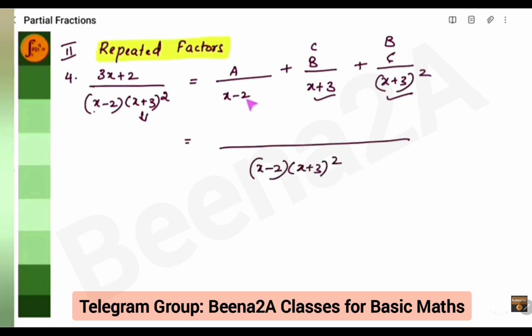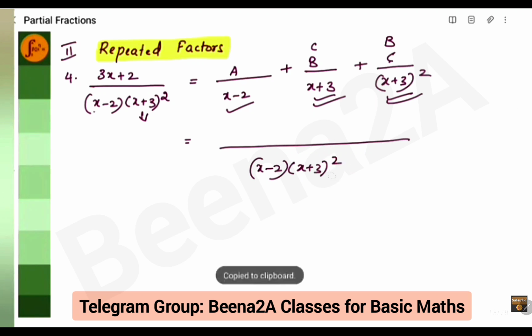If you're not comfortable with the LCM method, then you can multiply on both the sides with all these factors. You can multiply with x minus 2 and x plus 3 the whole square, on both the sides. I find this easier because it reduces one step for me. If you want to understand the LCM method, then do drop in your comments.